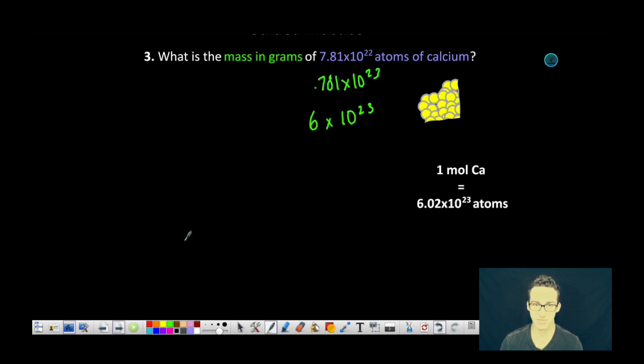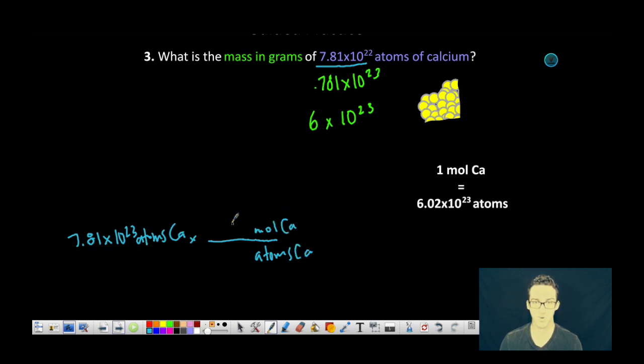Okay, time to tackle this problem. As we take a look here, how would we solve this using the calculator? We're going to start with the amount that we're given in the problem, 7.81 times 10 to the 23 atoms of calcium. We can't go directly to grams. We have to go first to moles. So atoms to moles. In fact, if you don't know what to do, always go to moles. So 1 mole is going to be Avogadro's number, 6.02 times 10 to the 23. And from there, we can convert from moles to grams of calcium.